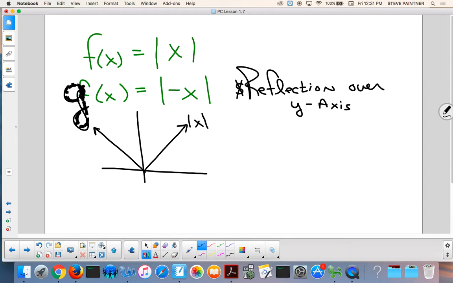The only weird thing about this is when you reflect it over y, this point gets reflected over here, and this point gets reflected over here. So does it look any different? No. That's a weird one. You did reflect it, it just doesn't look like anything new. It's the same graph as the parent.